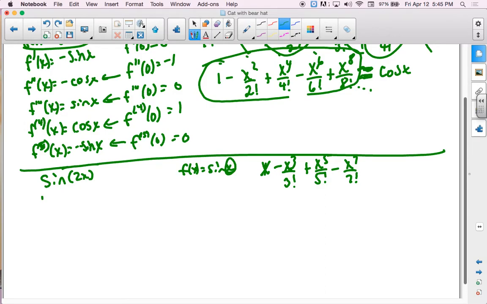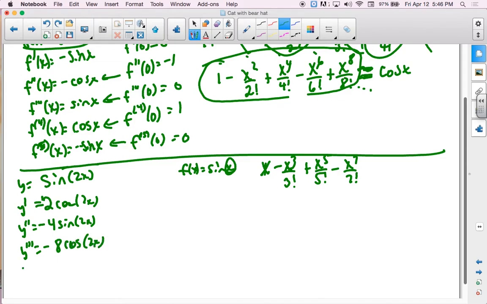The first derivative is going to be 2 cosine 2x. The second derivative is going to be negative 4 sine 2x using the chain rule. The third derivative is going to be negative 8 cosine 2x using the chain rule. And the fourth derivative is going to be 16 sine 2x.